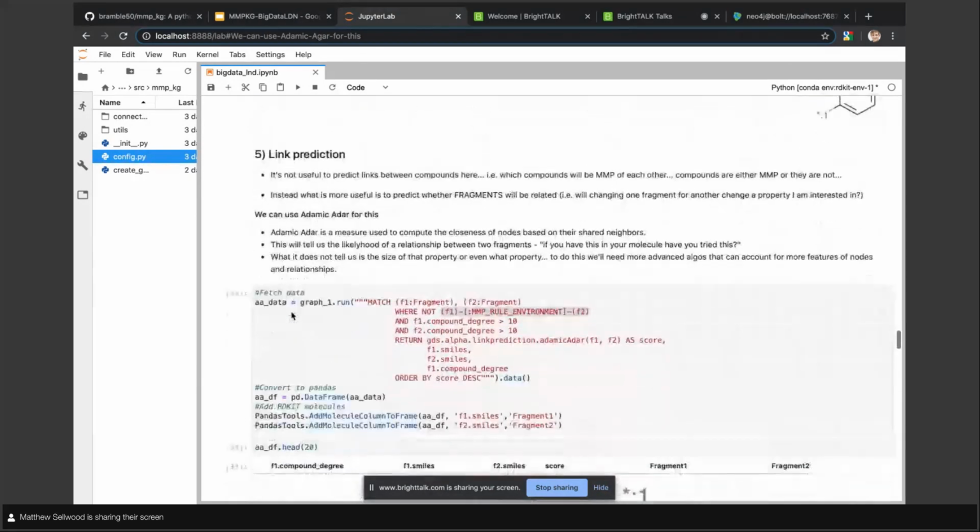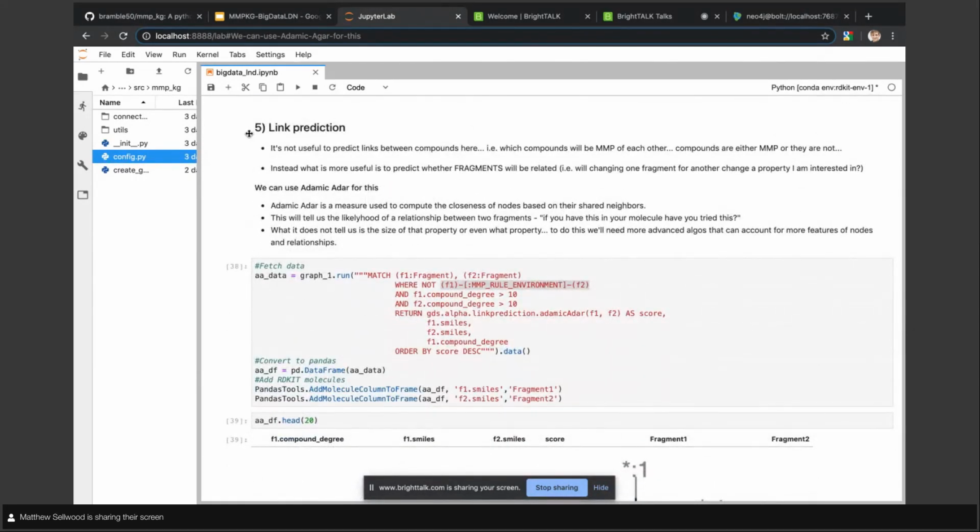So if we just go down, so finally go to link prediction. So here we talked about finding links between fragments, and this is because it's not actually useful in this data set to predict links between compounds. Because compounds are either matched molecular pairs of each other defined by the algorithm, or they are not. And so there's no reason to predict it. It's either true or it's false.